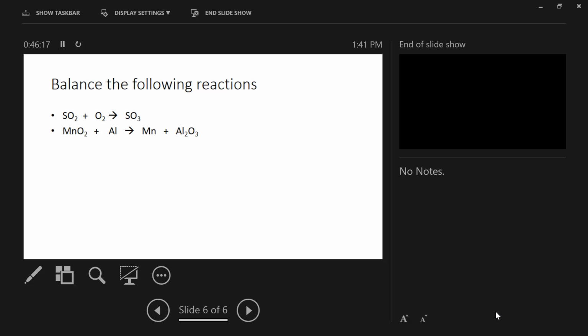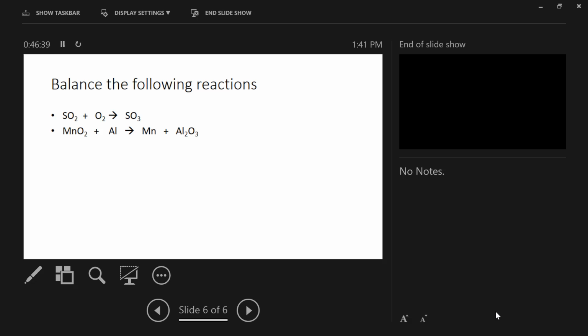Now this one we can't reduce down anymore. 2, 3, and 4 are all prime numbers. Okay? So we cannot reduce these numbers down anymore, although we'll check for that just to make sure. And now our reaction is balanced.